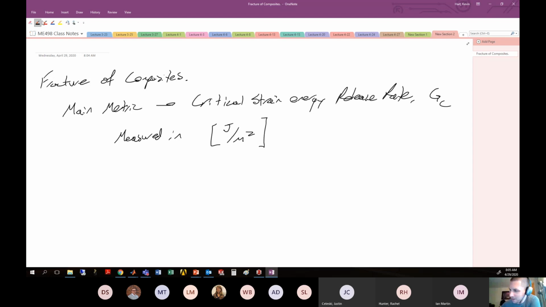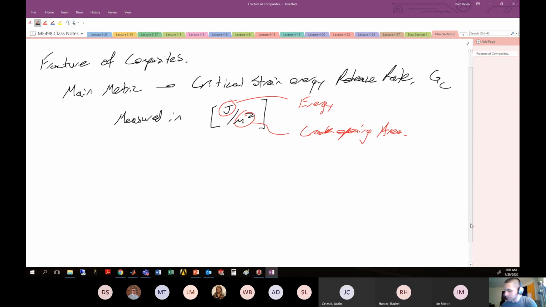And this is like an energy per crack opening area. So here, this is like an energy value. How much energy, in terms of like if I'm loading up a piece, we can determine how much energy is associated with that. It's like the integral under the curve. The energy required to open a crack a certain amount. All right, pretty straightforward.